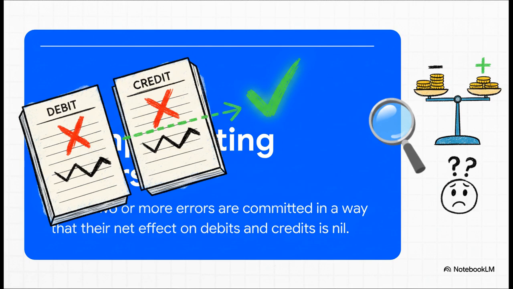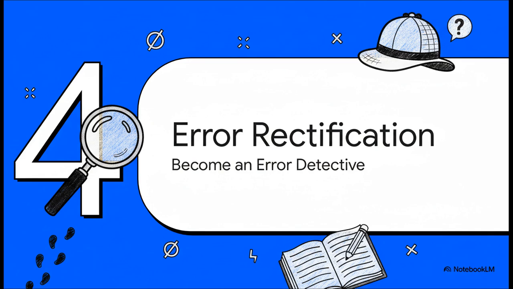The trial balance still tallies, but it's hiding both of those errors from you. Very sneaky. Okay, now for what I know you've all been waiting for, the most important part for your exams. How do we find and fix these errors? Let's put on our detective hats and get to work.